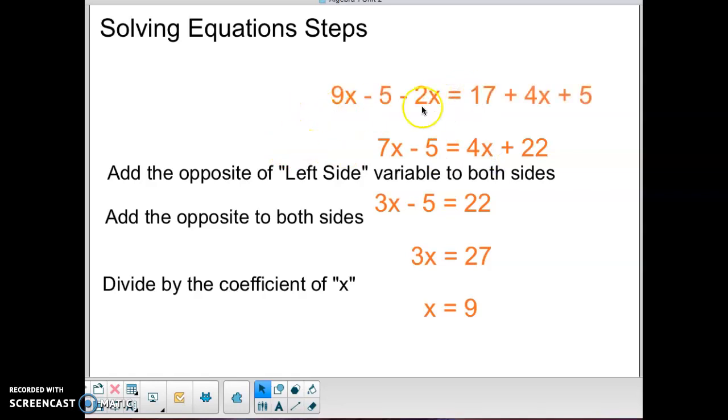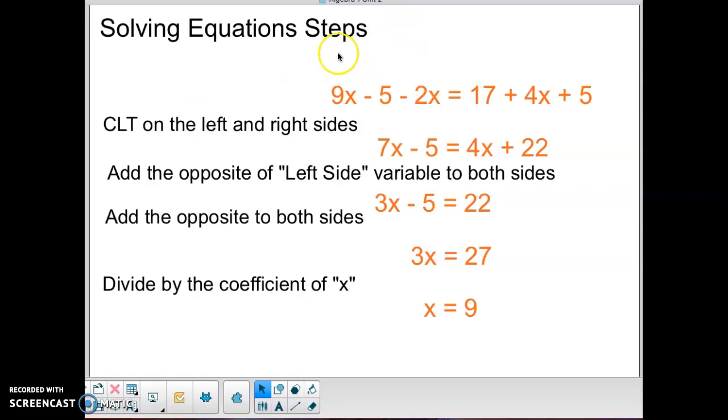What happens if you got this thing going on right here? Here you can see we have multiple x terms, and here we have multiple numbered terms. So what we need to do is combine like terms, that's what CLT stands for, on the left side and on the right side.